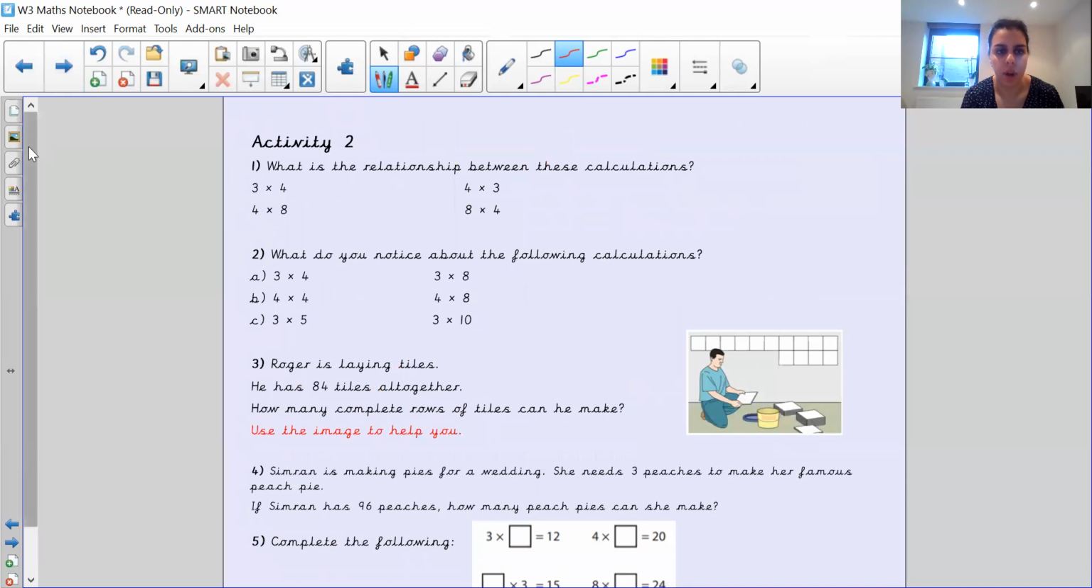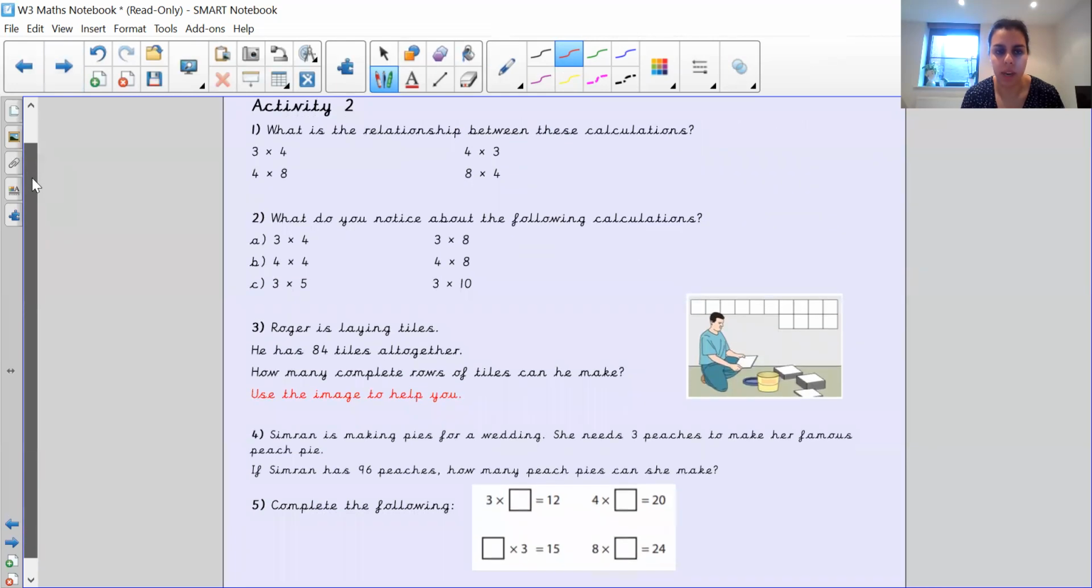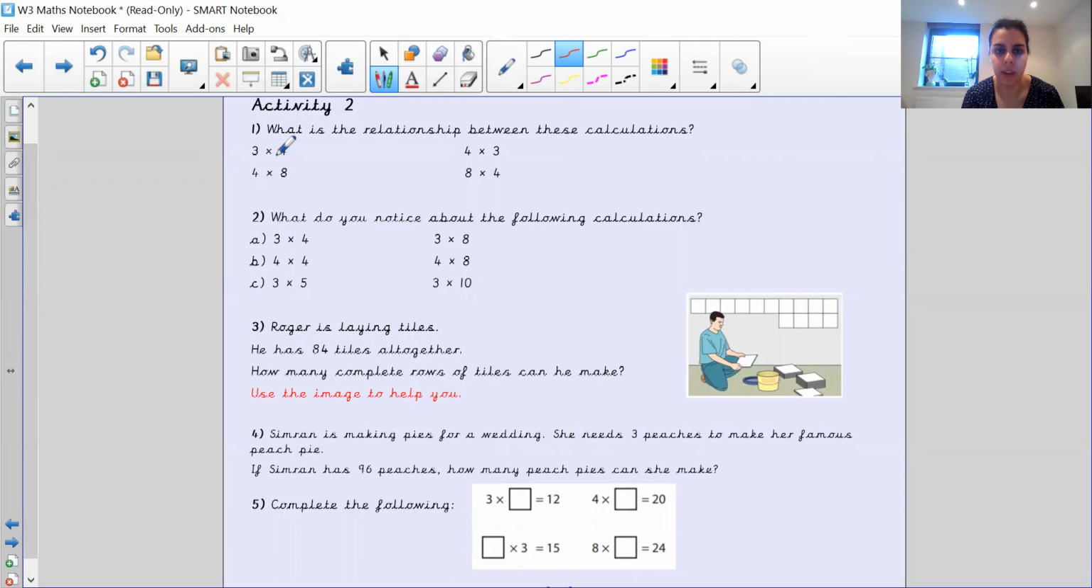Activity 2. What is the relationship between these calculations? So looking carefully, we used a word this morning in our live session about this when we swapped the numbers over. Use that to help you here. What do you notice about the following calculations? So these are linked. So 3 times 4 and 4 times 3 is linked. 4 times 8 and 8 times 4 is linked. 3 times 4 and 3 times 8. What's linked about those? What's linked about these two, and what's linked about these two?